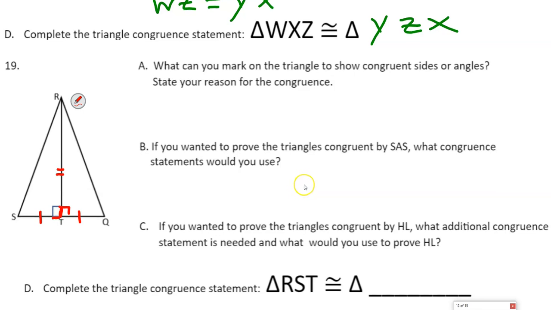And then it said, if you wanted to prove the triangles congruent by HL, what additional information would you need? We would have to have that our hypotenuses are congruent, right? That's the only way that we could prove that these are congruent by HL. So then it says, complete the congruent statement RST. So RST is going across my 3 tick side. So I'm going to go RQT, right?